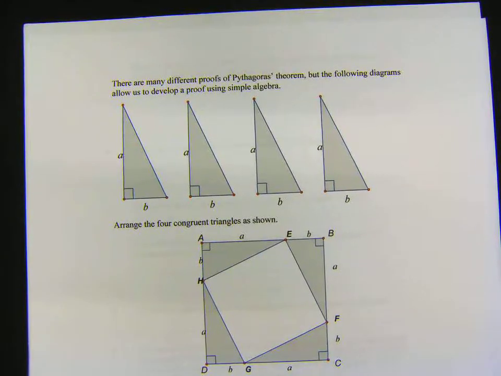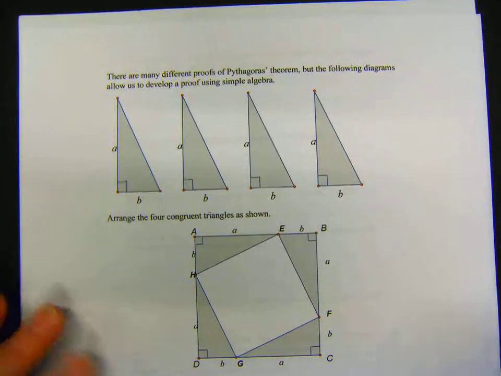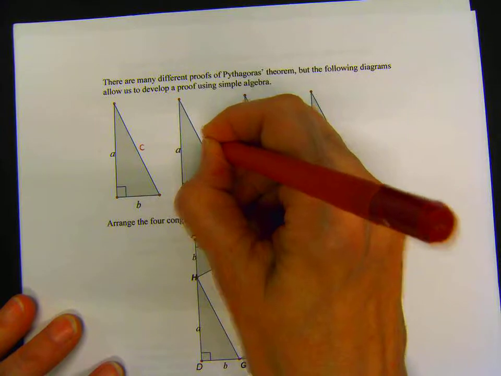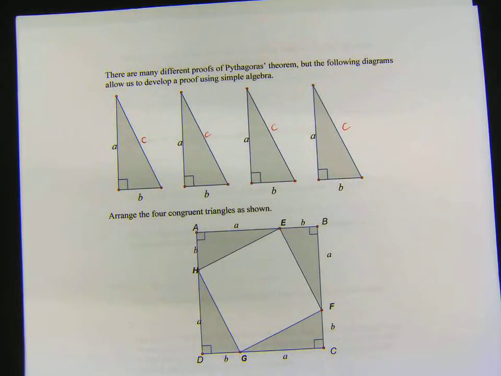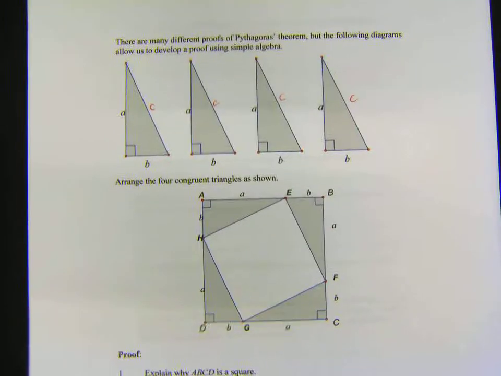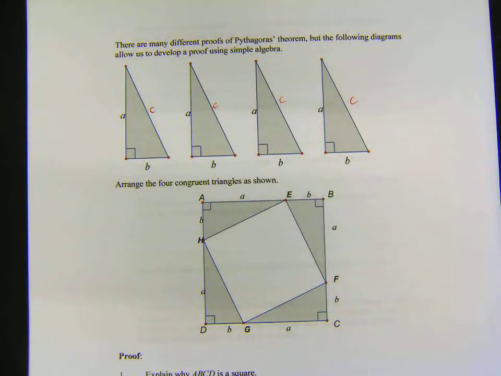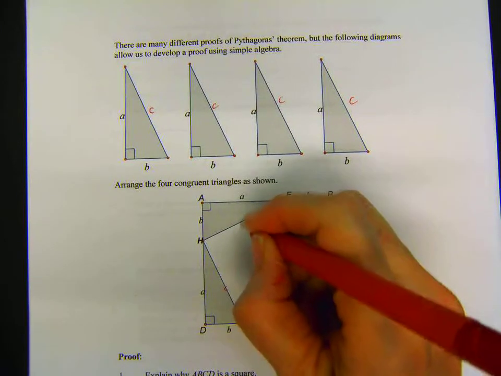And the second proof that they have, there's many different proofs. The following diagrams develop a proof. I would have them add C on here. I believe C was on there originally, and somehow my graphic is not so great. So it says arrange those 4 triangles as shown. So if we had those cut out, we would move them just like this, and these guys would all be C.